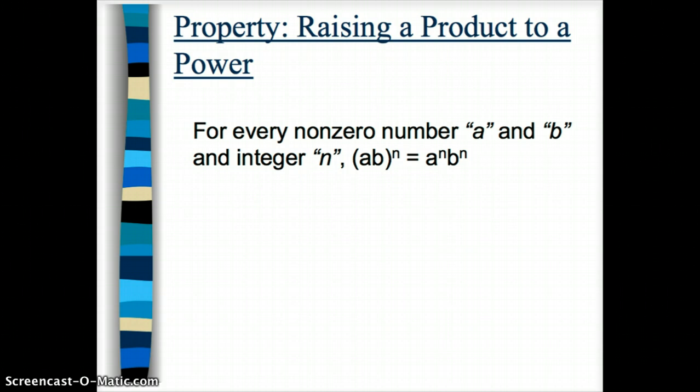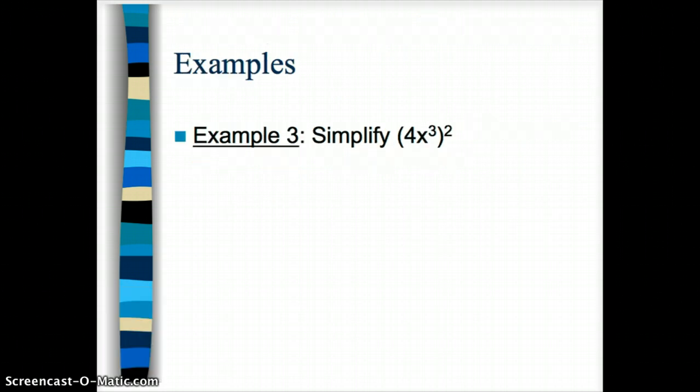So for every non-zero number a and b, and integer n, the quantity ab to the n equals a to the n times b to the n. So kind of like I showed you before, you're kind of distributing. That n is being multiplied by each part because when we write it all out, each part is getting written out n times. So here's a typical problem.